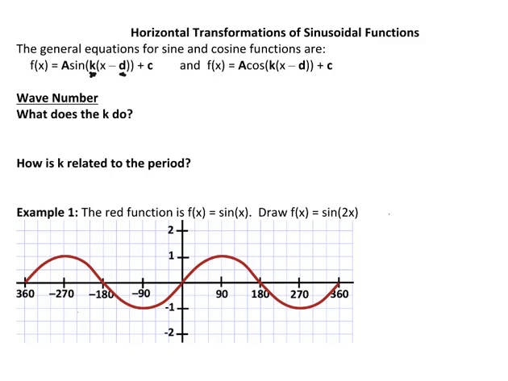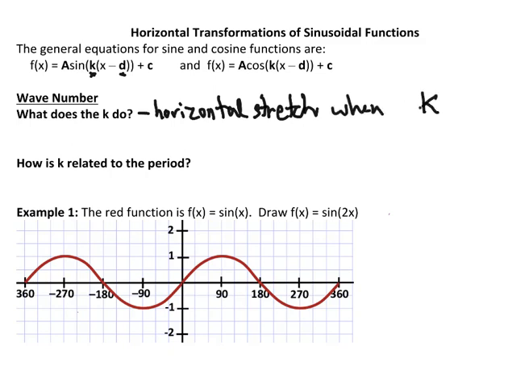And we've seen what k does before in our unit on function transformations. We know that k does horizontal stretches and compressions. So k is going to do a horizontal stretch. And if you remember, a horizontal stretch happens when k is in between 0 and 1. We know that k does a horizontal compression, and that's when k is larger than 1.